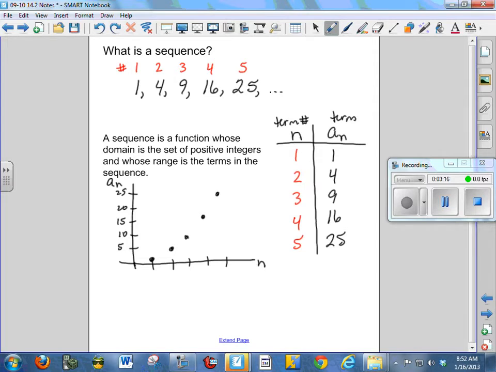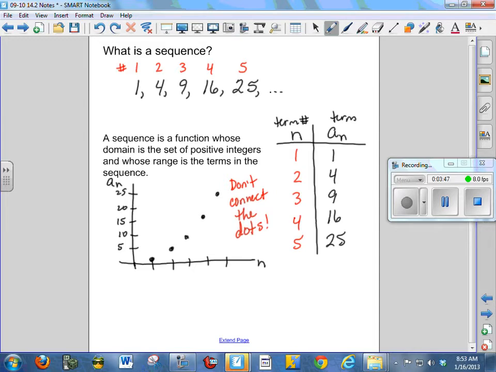Now the difference between graphing a sequence and graphing, say, a parabola or a line or a circle or some other type of graph that we've graphed in math before is that you do not connect the dots. And the reason we don't connect the dots is because n has to be an integer. There is no such thing as the 1.5 term number or the 1/3 term number. The term number has to be an integer.